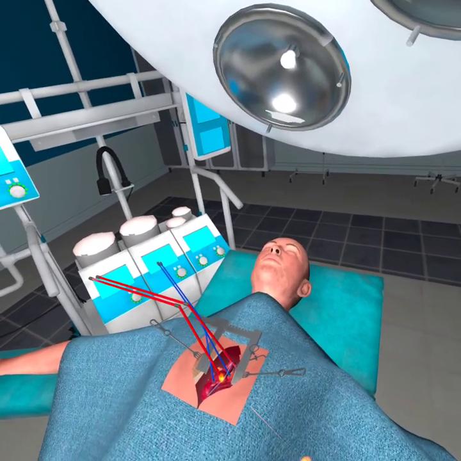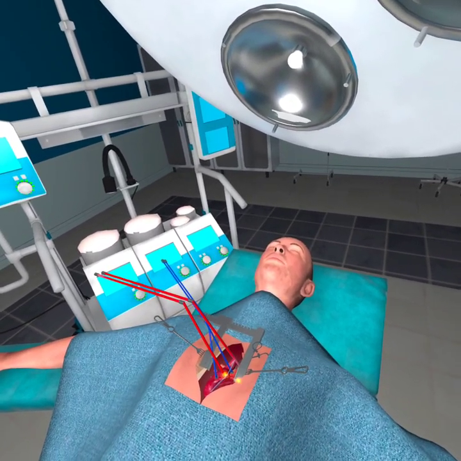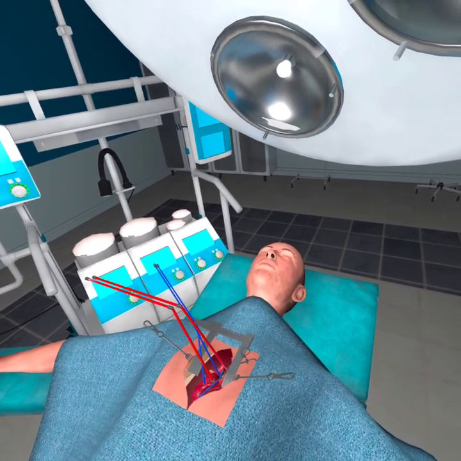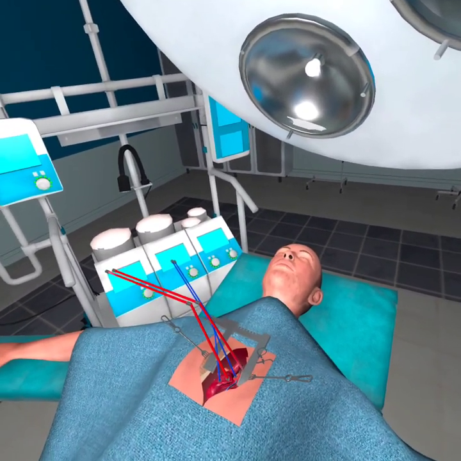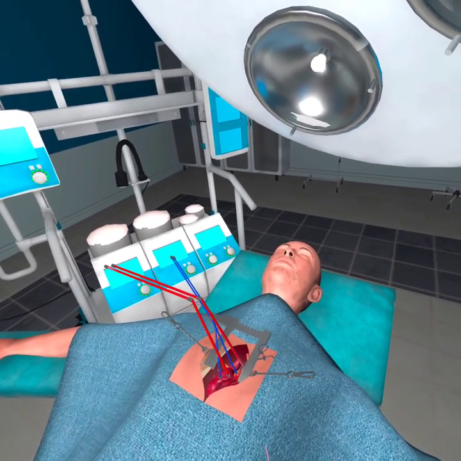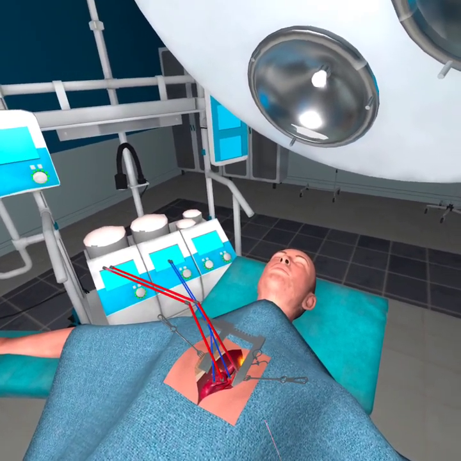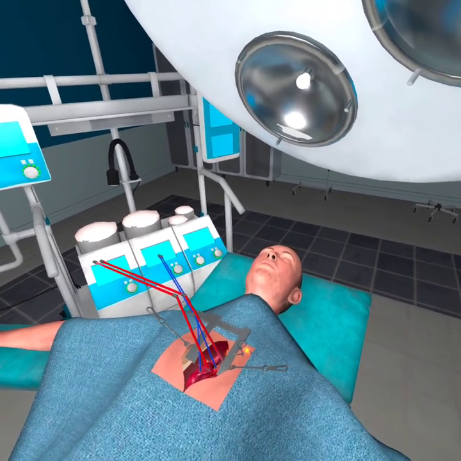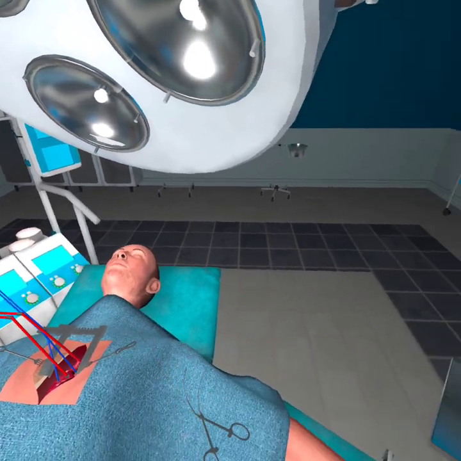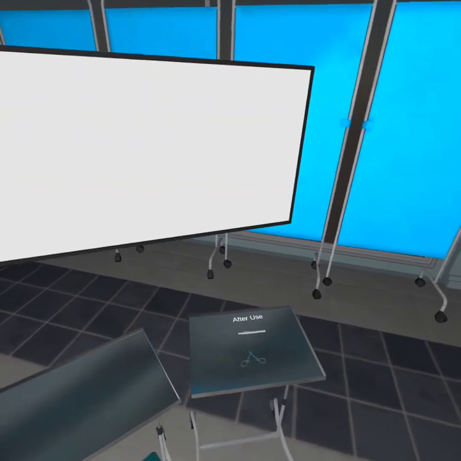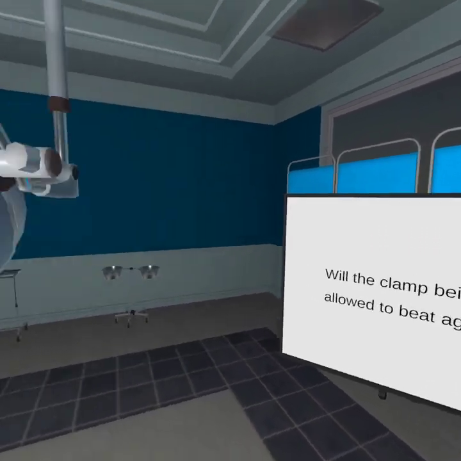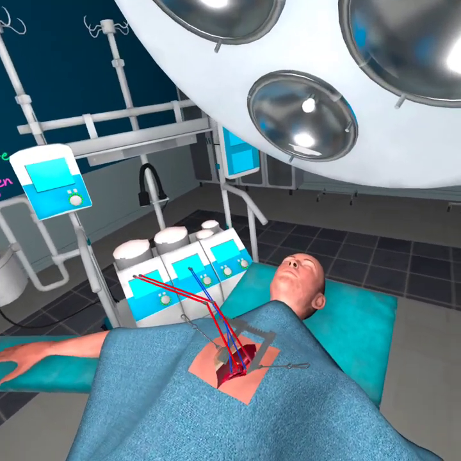Attach the new blood vessel so that its ends connect to either side of the diseased area of the old coronary artery, allowing blood to flow around the blocked blood vessel in the heart. Now you can remove the clamp by approaching it and just pressing the trigger button. Put the clamp on the after-use plate. You can see that with the clamp removed, the heart is allowed to beat again.